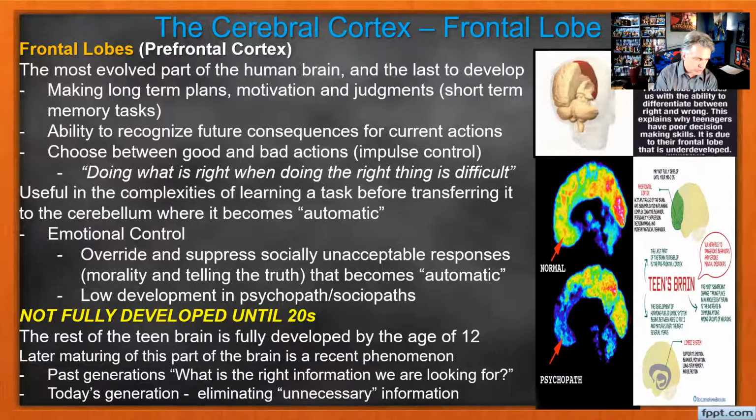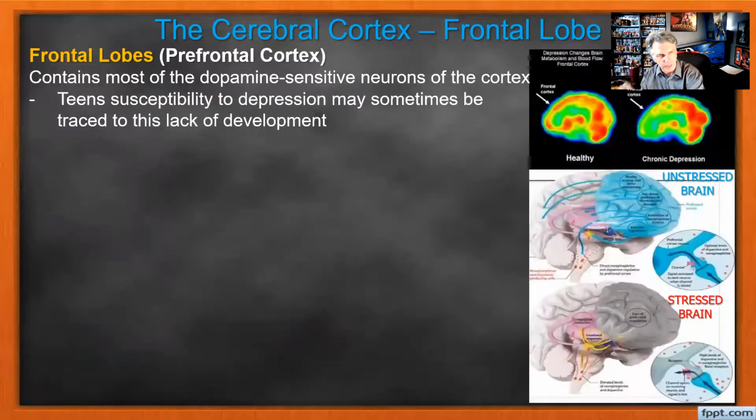This is the later maturing part of the brain. It's a recent phenomenon. For past generations, the question was, what is the right information we're looking for? That was pretty easy to do because we're limited in how much information is going in. Today, you have so much information coming in that it's about eliminating unnecessary information, and that takes a little bit of time to develop, okay? This contains the most dopamine sensitive neurons of the cortex.